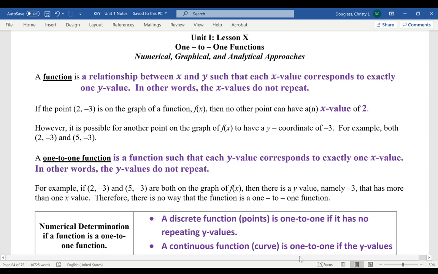Now, recall that a function is a relationship between x and y such that each x value corresponds to exactly one y value. In other words, the x values do not repeat. So if the point (2, -3) is on the graph of a function f(x), then no other point can have an x value of 2.